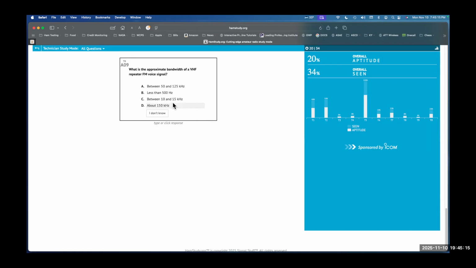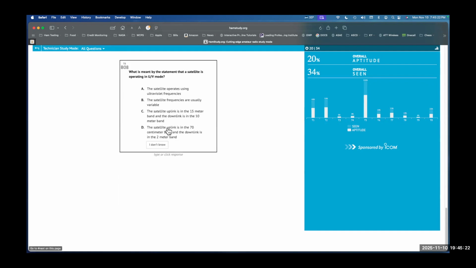At 10 and 15? I think it's that. Yes, between 10 and 15.